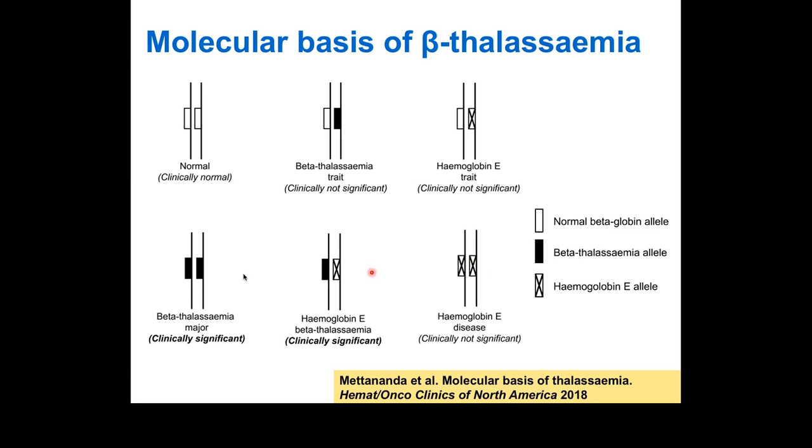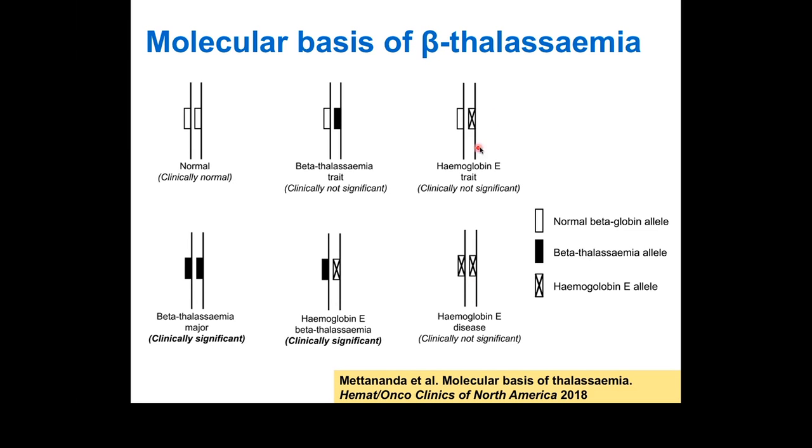As opposed to beta thalassemia major, homozygous hemoglobin E disease is a milder disease, and most patients will not require transfusion because there will be a sufficient amount of hemoglobin E produced to maintain the hemoglobin.